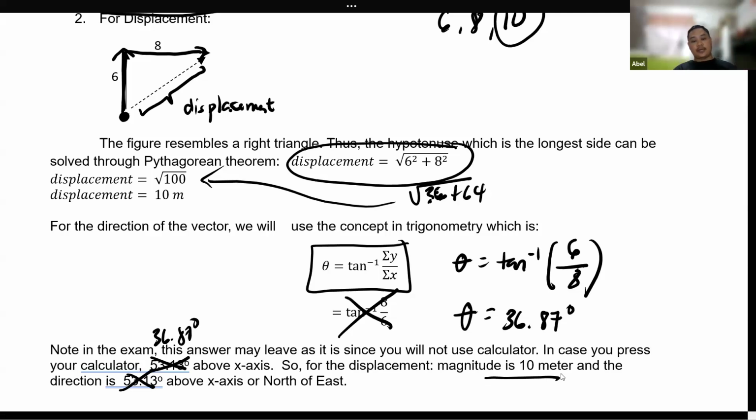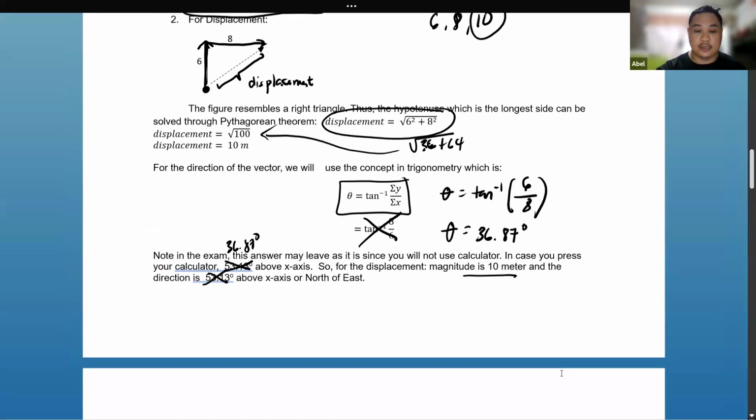I would like to emphasize that you must be very careful with the summation of y and the summation of x.